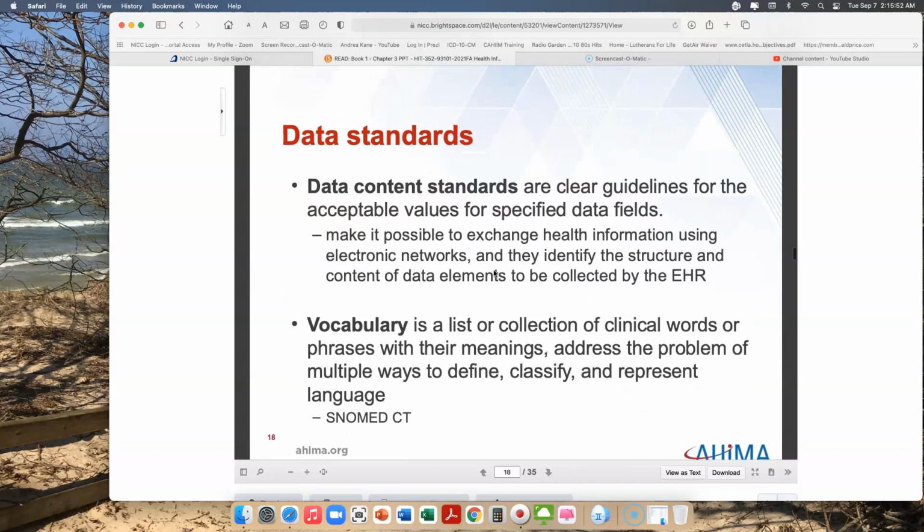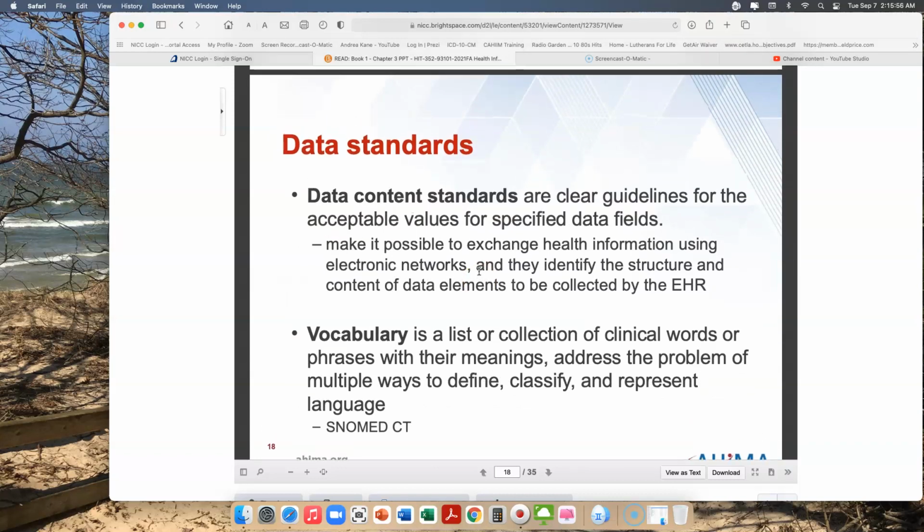All right, so data content standards. These are clear guidelines for acceptable values for specified data fields. They make it possible to exchange health information using electronic networks, and they identify the structure and content of data elements to be collected by the EHR.